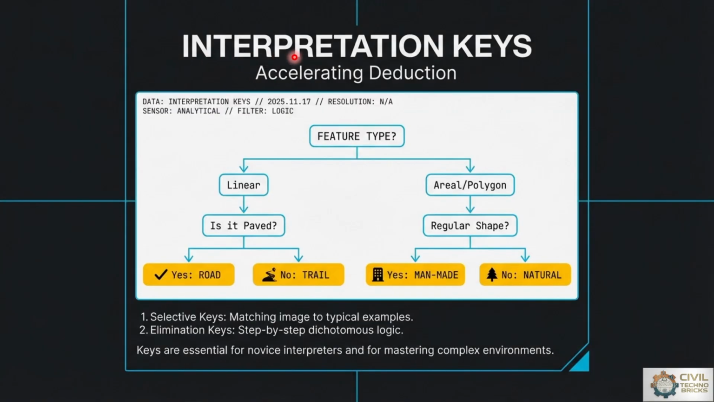After that, visual image interpretation, the interpretation keys are also most important for accelerating detection and noting the clarity. So here data is based on the interpretation keys with reference to the resolution characteristics, where the sensors are analytical and filter will be the logic. So these are the actual interpretation keys, or we can say the characteristics. On that basis we clarify the objective which is decided, or we can study the image and its characteristics.